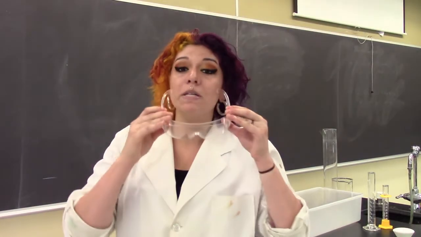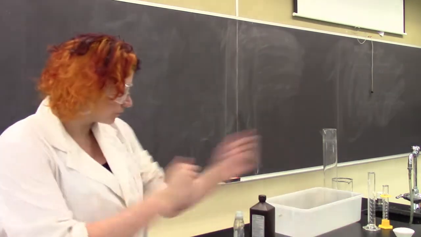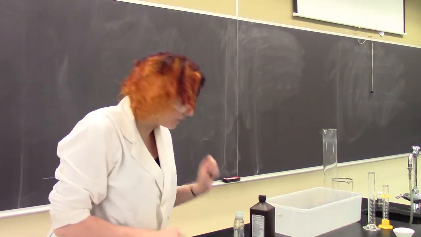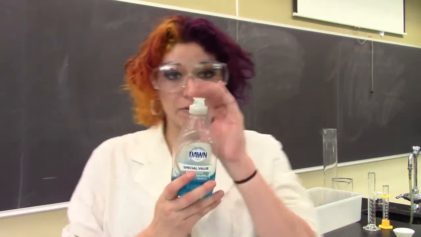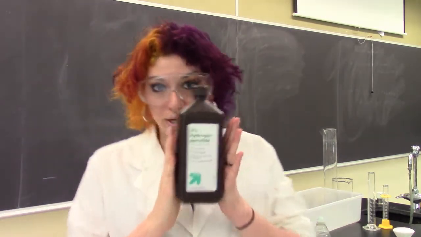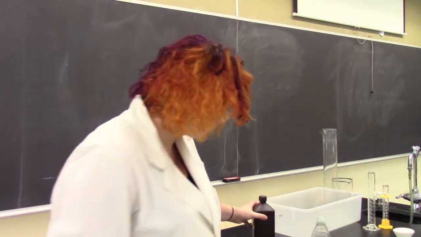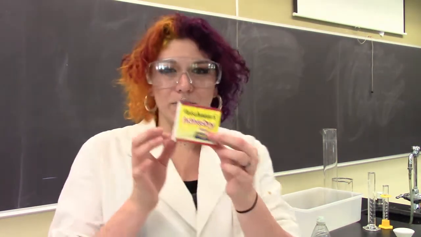So first I'm going to put on my safety glasses, check my eyes. I'm already wearing my lab coat. I'm going to show you the chemicals, the ingredients we're going to work with. We just have some regular Dawn dish soap. We have some 3% hydrogen peroxide. We got a little bit of food coloring. And I have some yeast.